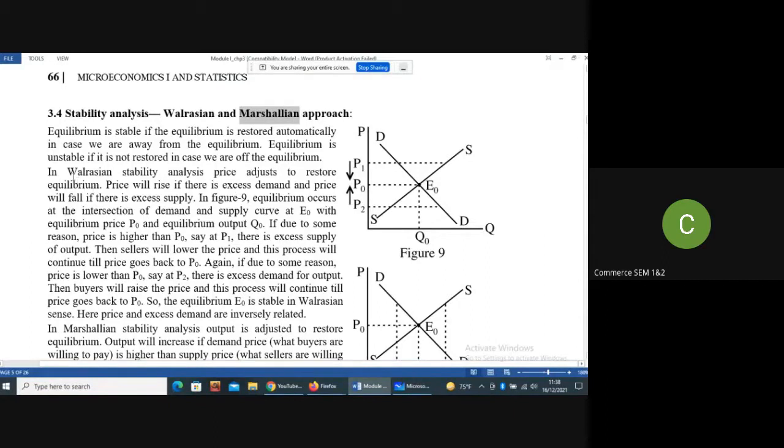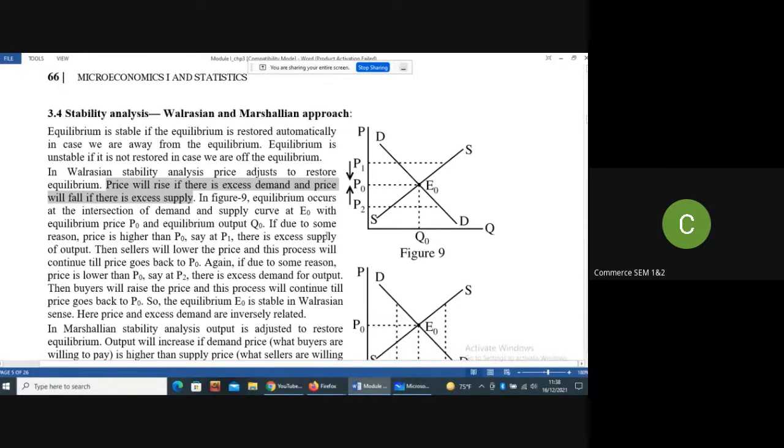Okay. So first we talk about the Walrasian stability analysis. In the case of Walrasian stability analysis, price will adjust to restore equilibrium. So how does price adjust? The mechanism is that price will rise if there is an excess demand. That means if there is excess demand, price will go up, and if there is excess supply, price will fall.